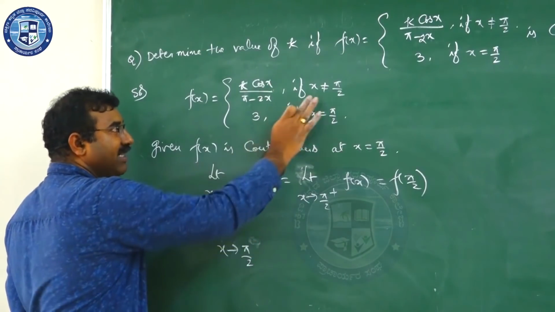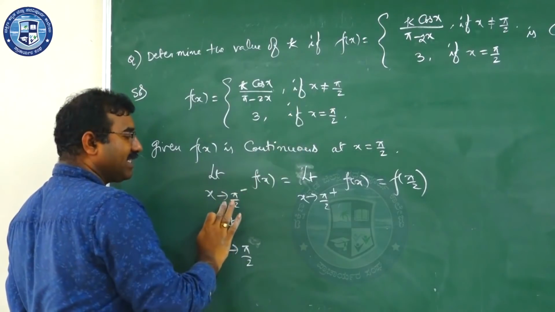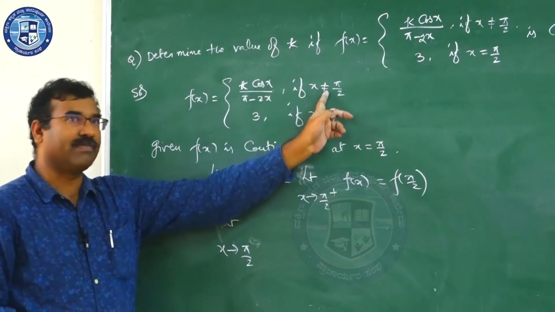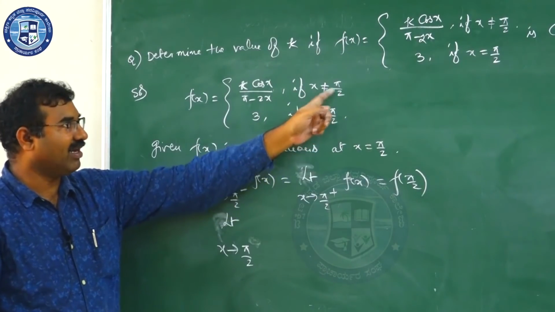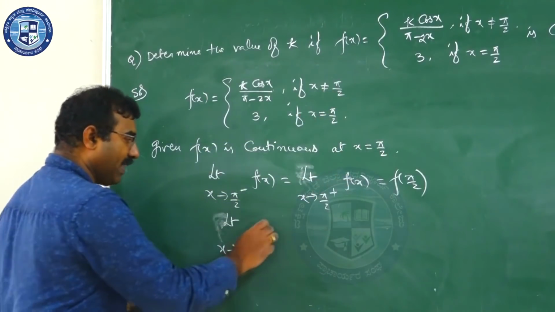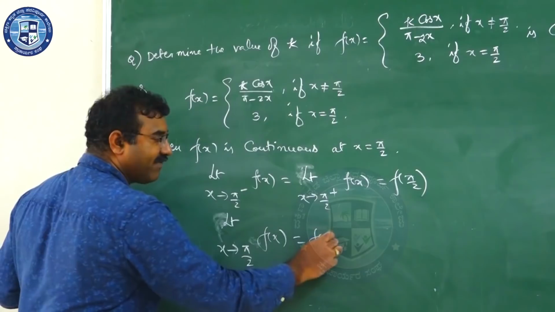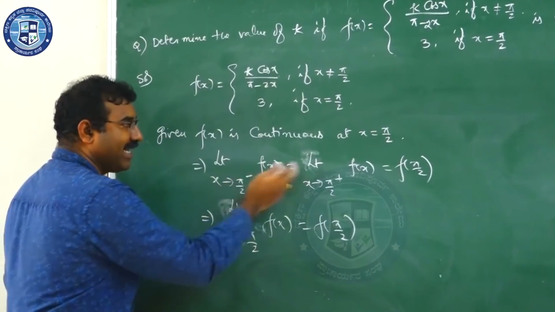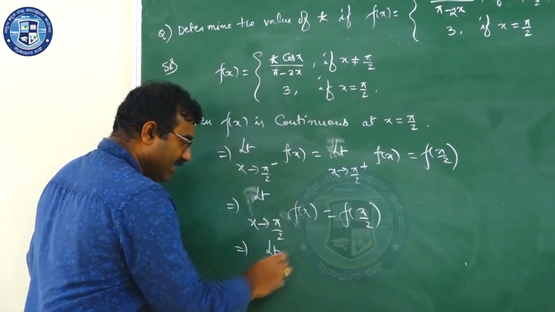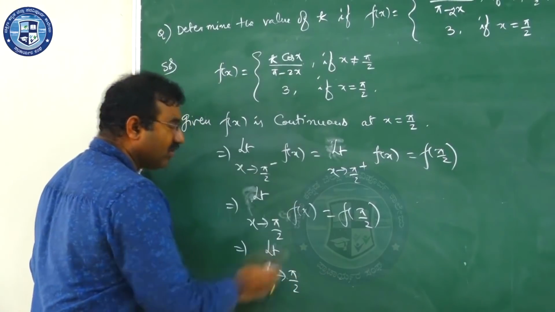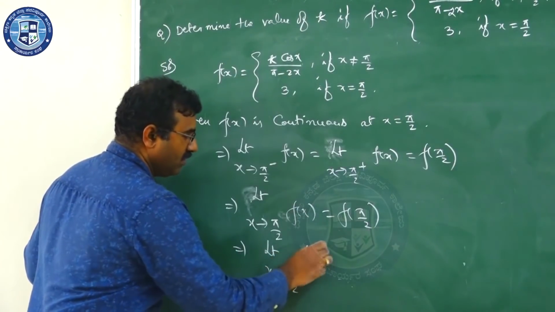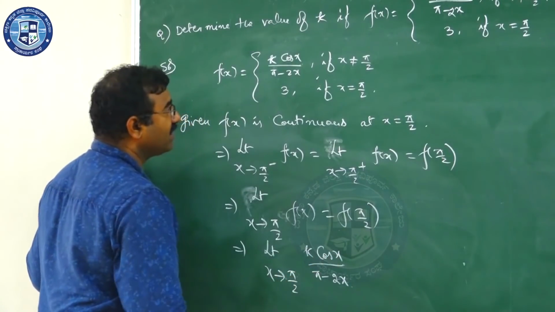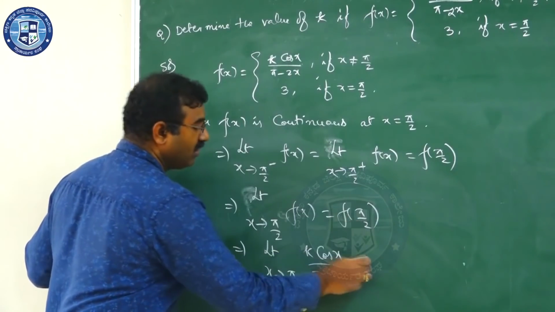Why? Because the function is the same when x is coming close to pi by 2 either from the left or from the right. X not equal to pi by 2 means either x is less than pi by 2 or x is more than pi by 2. So, limit x tends to pi by 2 of f(x) must be the same as f of pi by 2. We don't need to work out left hand and right hand limits here. Next, limit x tends to pi by 2 of f(x), which is k cos x divided by pi minus 2x, is given as f of pi by 2, whose value is 3.